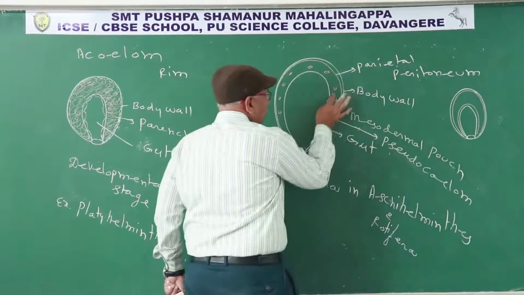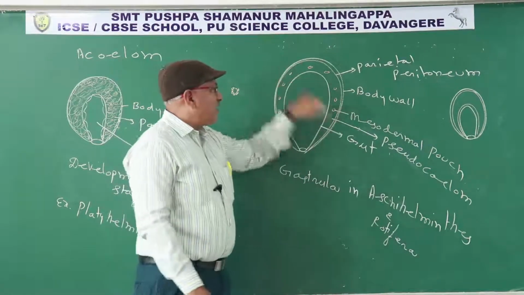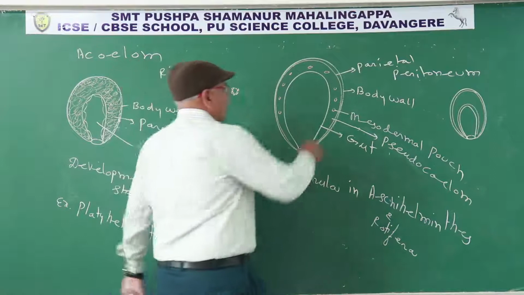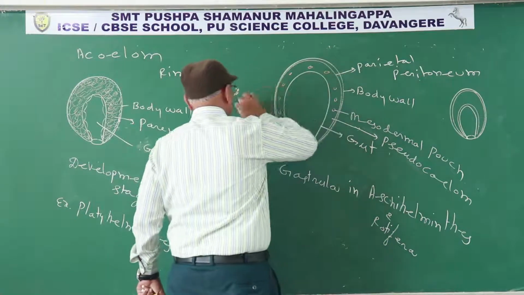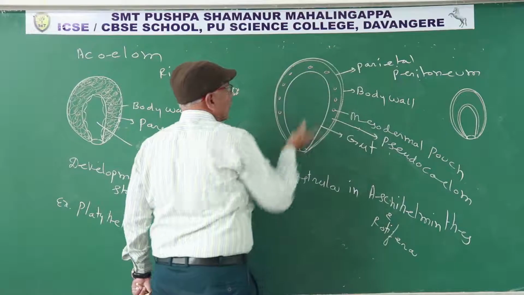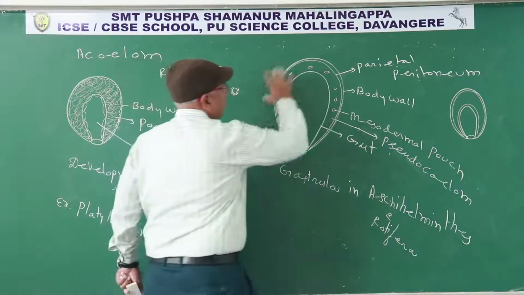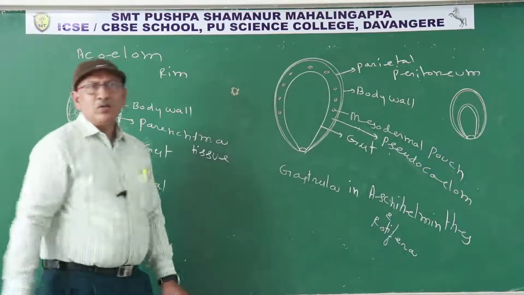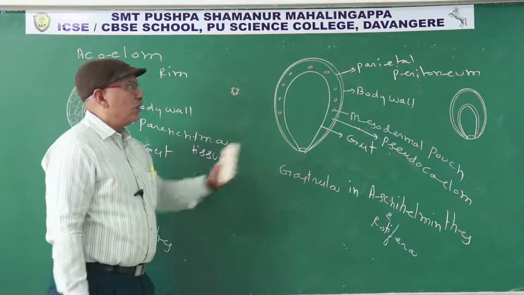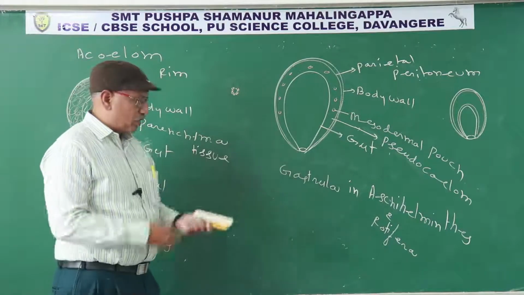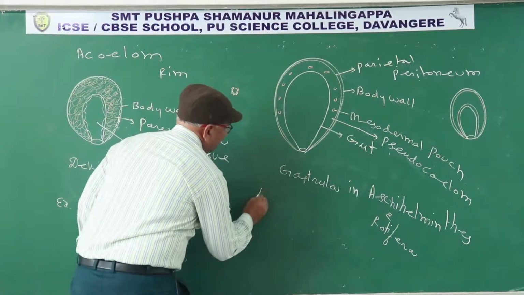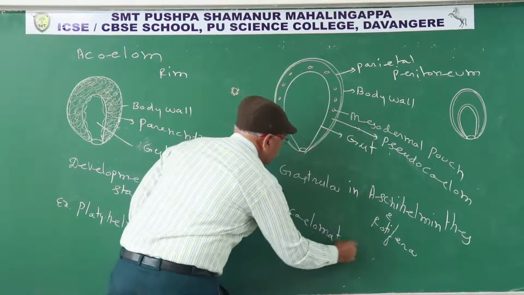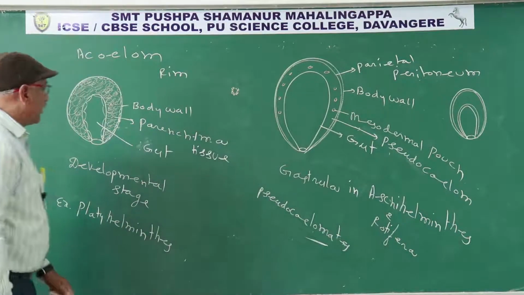So what is pseudocoelom? A cavity present between body wall and alimentary canal that is not lined by mesodermal layer is known as pseudocoelom. Another unique character of pseudocoelomates: animals having pseudocoelom are known as pseudocoelomates. Pseudocoelomates are Aschelminthes and Rotifera.